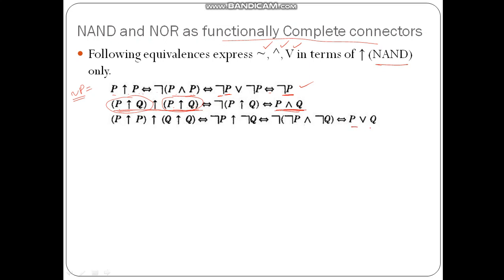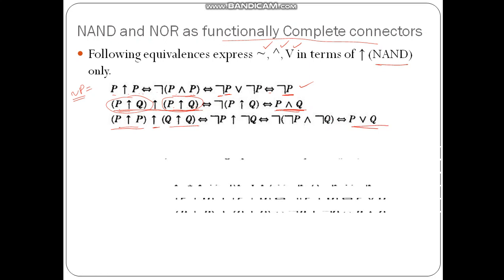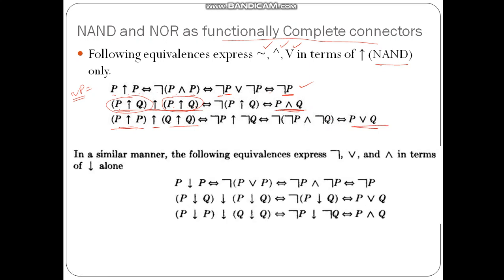If you want to find out the disjunction of two operations, it will be in this way: P NOR P, NOR Q NOR Q, and it is going to give you P or Q. So let us move ahead and try to know more about this. In a similar manner, the following equivalences are also true, that is negation, conjunction and disjunction. So P NOR P is not of P or P, and it is not P.